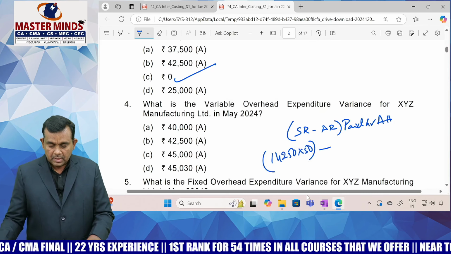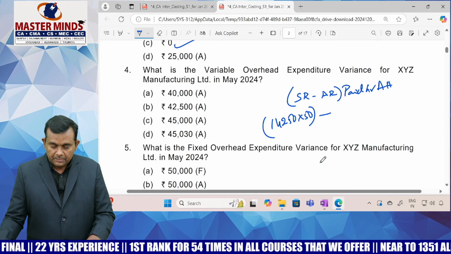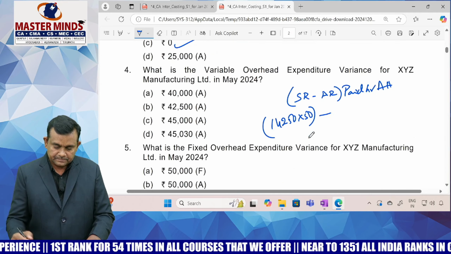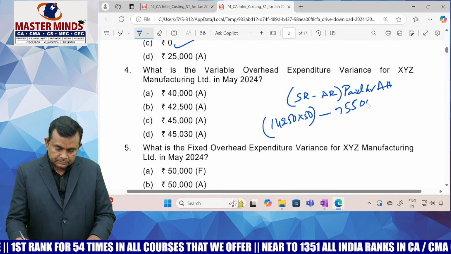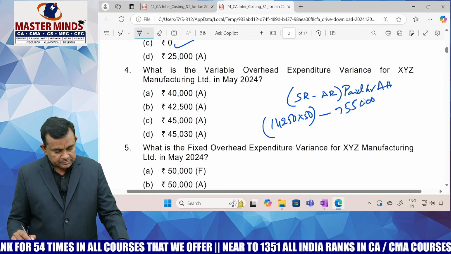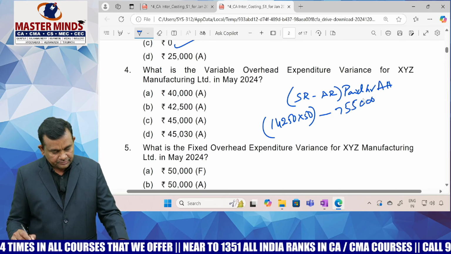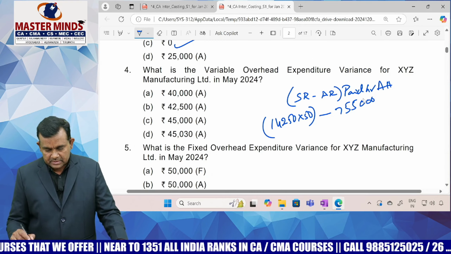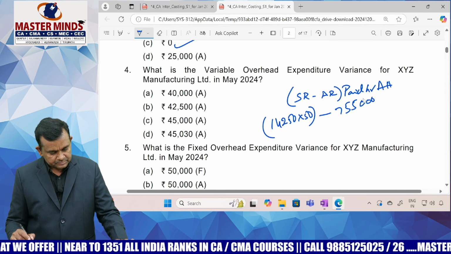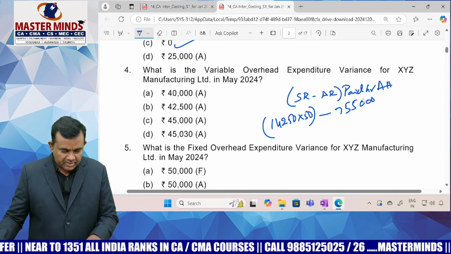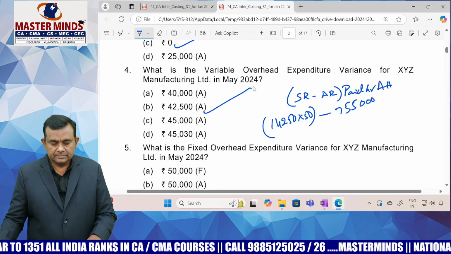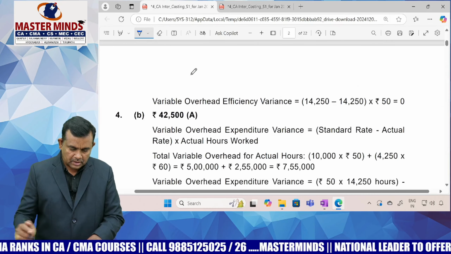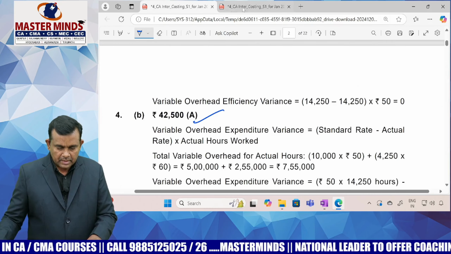Minus paid hours into actual rate, that is the actual VOH cost incurred, 7 lakhs 55,000, sir. So 14,250 into 50 is 7 lakhs 12,500, minus 7 lakhs 55,000. That is 42,500 adverse, sir. See the suggested answer. Correct answer.